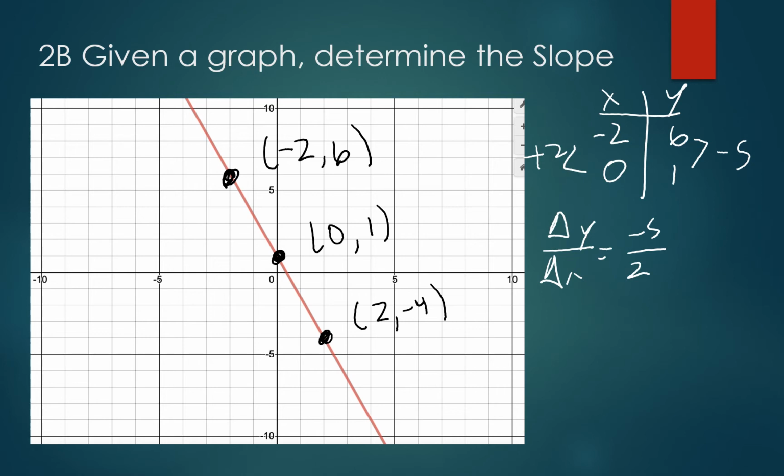That's already simplified. For those of y'all who use the slope formula, I'm going to come over here and I'm going to label x sub 1, y sub 1, x sub 2, y sub 2. And I'm going to do 1 minus 6 divided by 0 minus -2. 1 minus 6 gives me -5. 0 minus -2. When you subtract a negative, you're adding the numbers. So 0 plus 2 gives me 2. So my slope is -5/2.